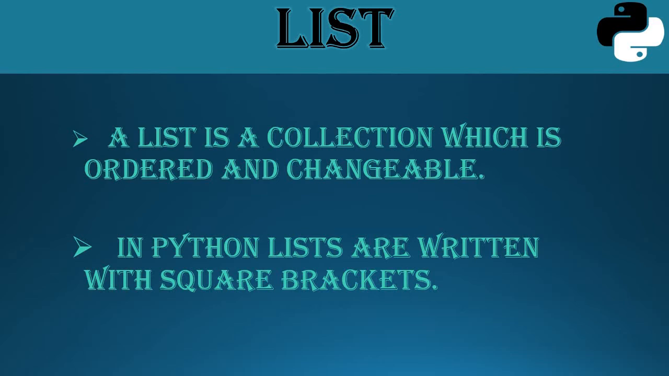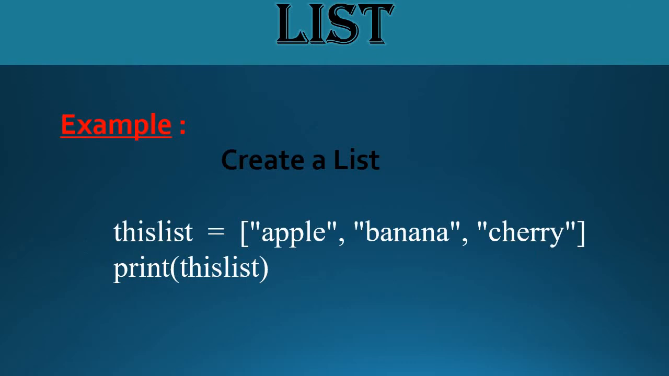Now let's see an example of it. This is an example to create a list. Here I have written three elements, apple, banana and cherry, within the square brackets. So this is a list data type. Now let's try this practically. Let me open Jupyter Notebook and try this example.